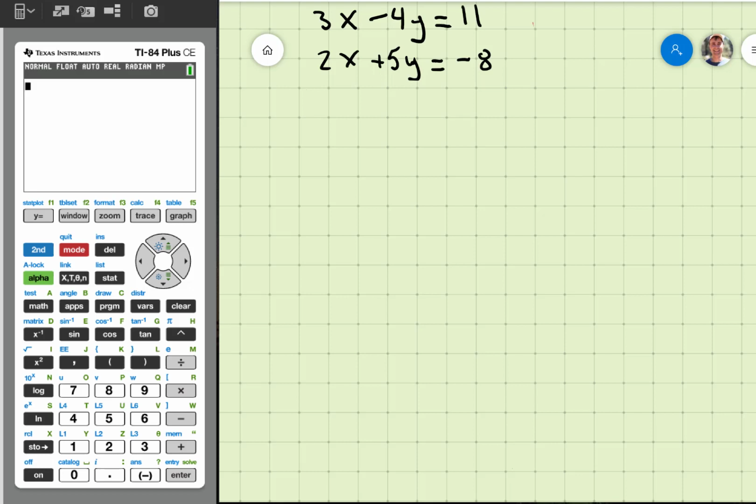Hey everyone, let's solve a system. We have two equations and two unknowns, and we've solved these in the past with the substitution method, the elimination method, and by graphing, but now we're going to solve it by a matrix. So here's the game plan. First, we need to turn it into a matrix. So this system can be represented by this matrix of numbers.